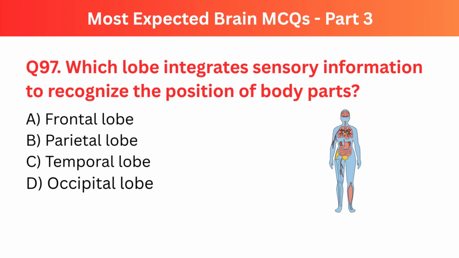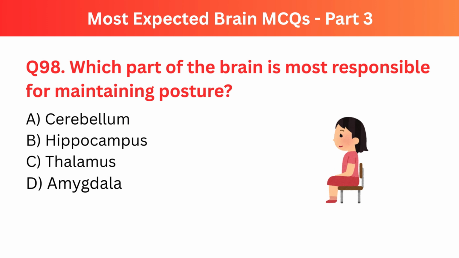Question number 97. Which lobe integrates sensory information to recognize the position of body parts? The right option is B, parietal lobe. Question number 98. Which part of the brain is most responsible for maintaining posture? The right option is A, cerebellum.